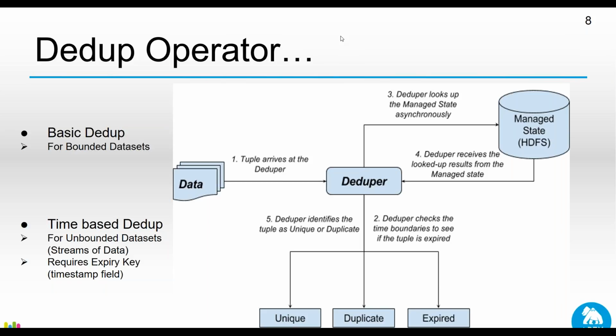So there are certain keys that this operator would require, which have to be configured by the user. One is the key expression, which is like the primary key for a particular tuple, which identifies the tuple as such. Second is a time expression, in this case our expiry key, which is a timestamp field. So there has to be a timestamp field in your tuple or in your data record, based on which we define the expiry. And then there is an expiry period for which the history is maintained by the deduper in the managed state. So this is how it actually works.